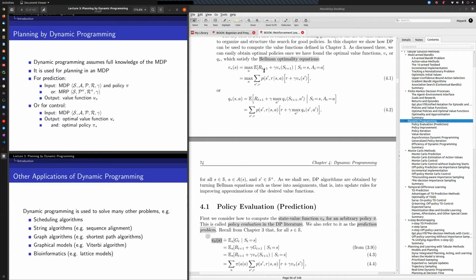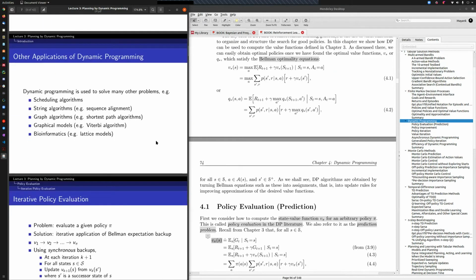I think everybody is familiar with these equations. This is the max, a kind of optimality with respect to the greedy policy, and this is the state-action value. Yeah, I might be confusing the terms here, but yeah.